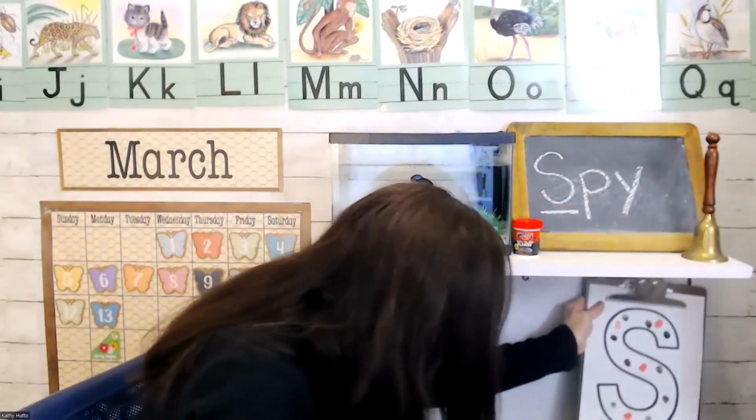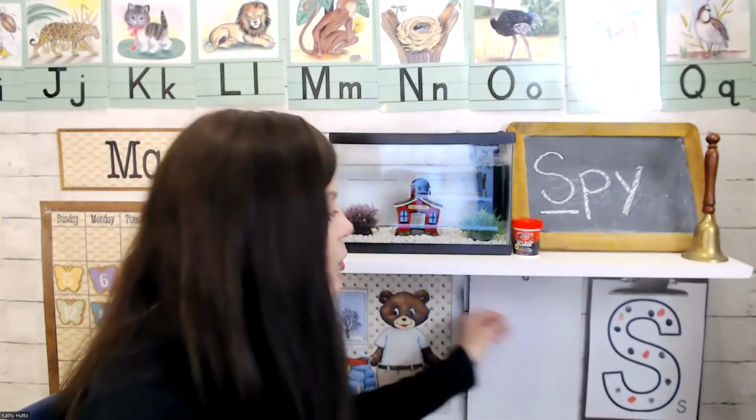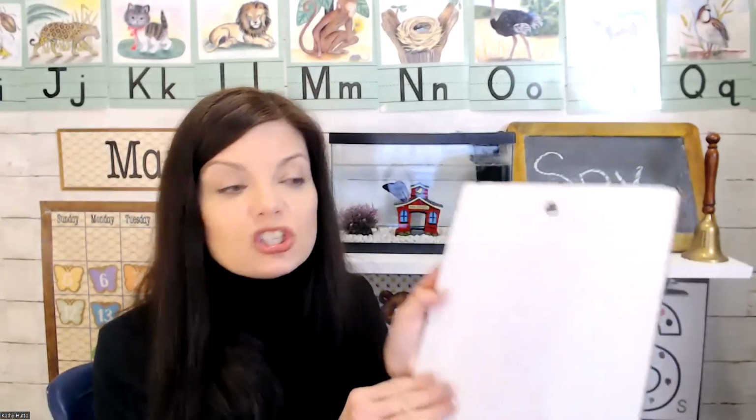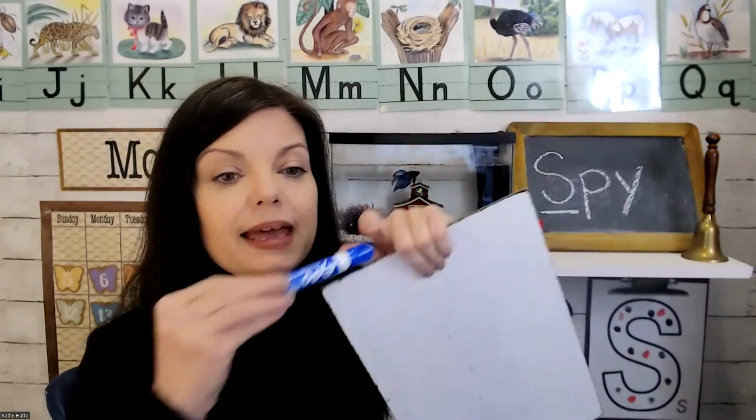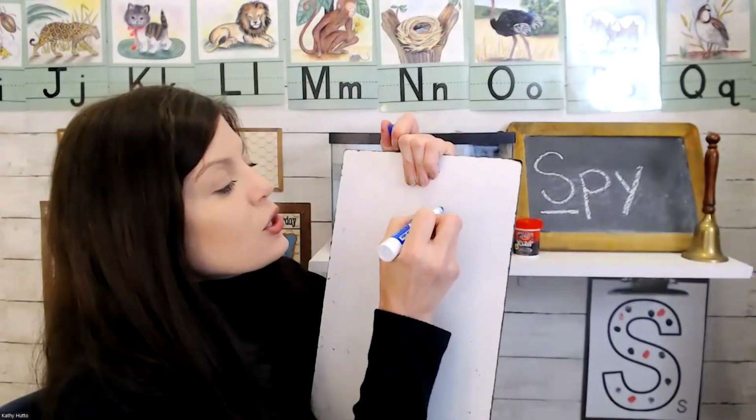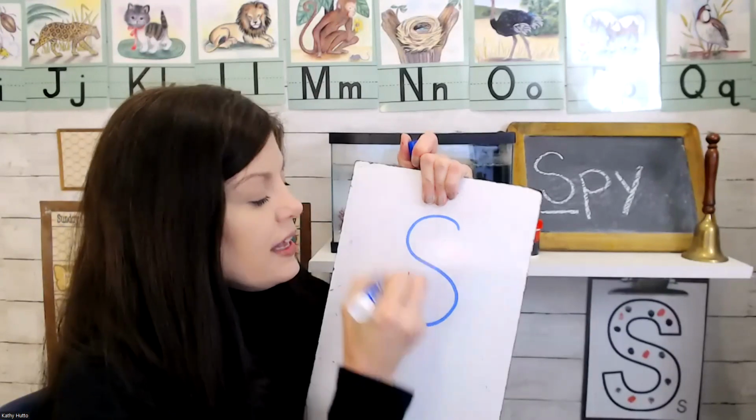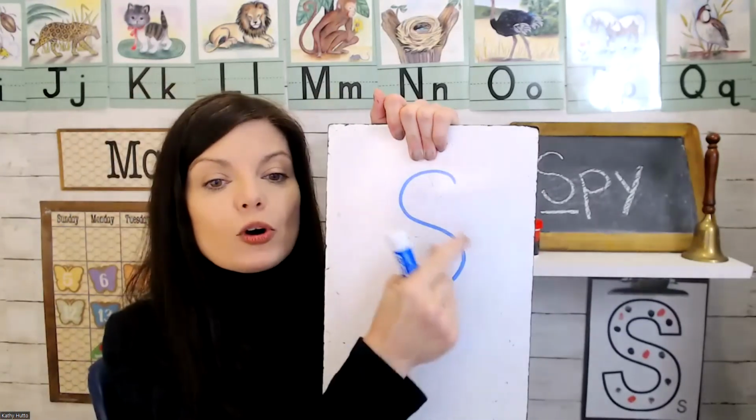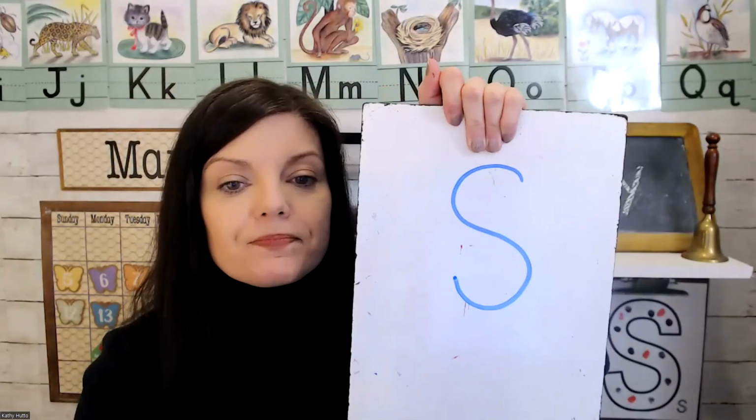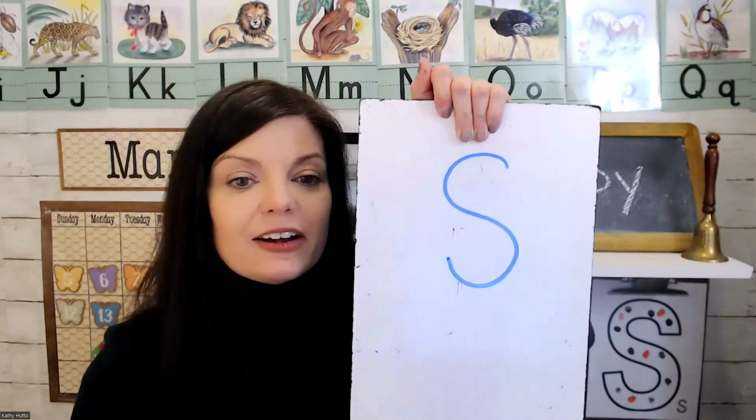So now that we can recognize letter S, we'll practice writing it, and I'm going to show you how. So to make a letter S, you're going to curve this way, and you're going to turn around, and you're going to curve the other way. So forward and back like that. That's how you make the letter S.